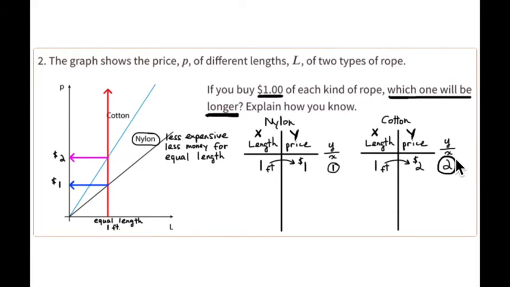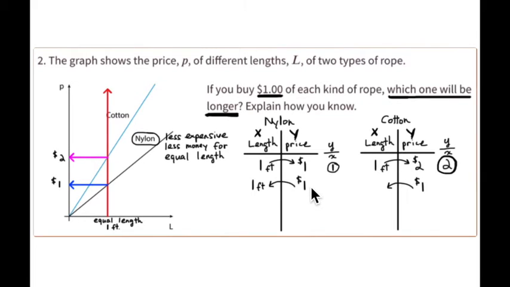But let's go back to the first example and you're given $1 in each case. So $1 of nylon rope is going to give you 1 foot. It's the same. So now we're going the other way, but it's $1 per 1 foot. So the reciprocal of 1 is 1. So you multiply it back the other way. It's still 1 foot of rope for nylon.